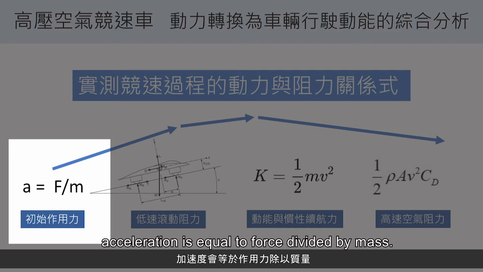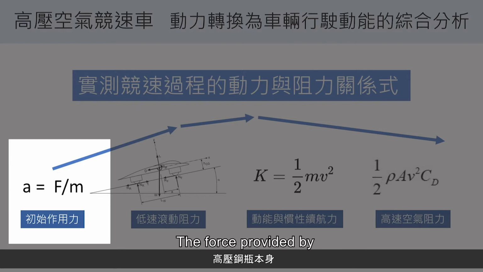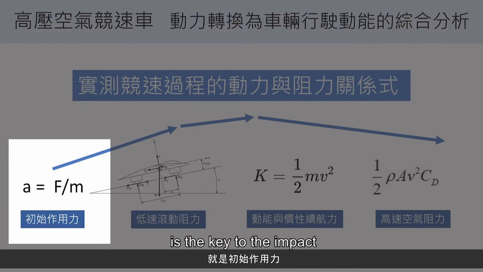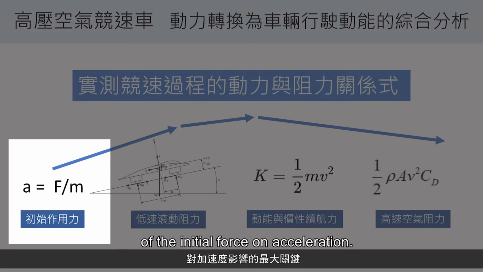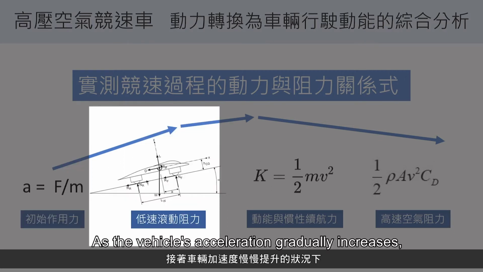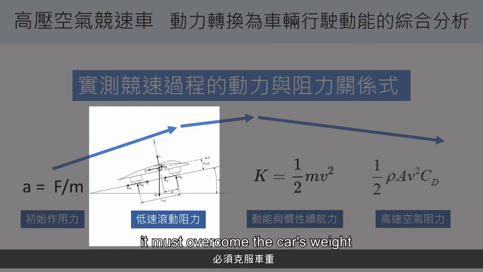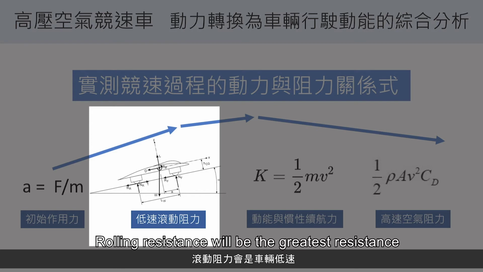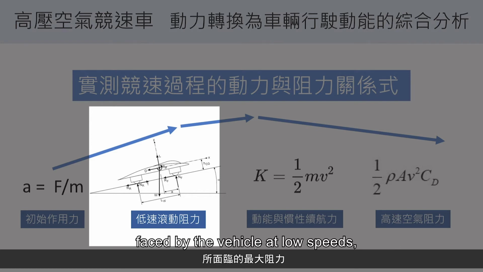acceleration is equal to force divided by mass. The force provided by the high-pressure steel cylinder itself is fixed, and the weight of the vehicle itself is the key to the impact of the initial force on acceleration. As the vehicle's acceleration gradually increases, it must overcome the car's weight and the rolling resistance caused by the ground. Rolling resistance will be the greatest resistance faced by the vehicle at low speeds.